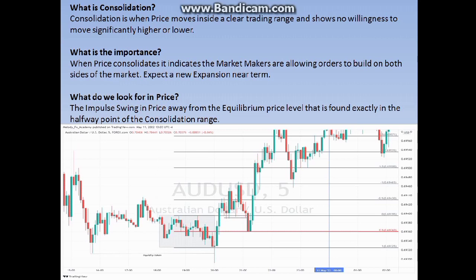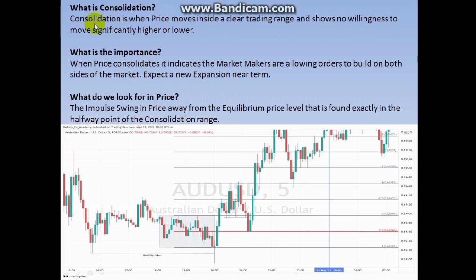Consolidation is when price moves inside a clear trading range and shows no willingness to move significantly higher or lower. When price consolidates, it indicates the market makers are allowing orders to build on both sides of the market. Expect a new expansion near term. So what do we look for in price? The impulse swing in price away from the equilibrium price, which is found exactly at the halfway point of the consolidation range. This is what I talked about earlier on.